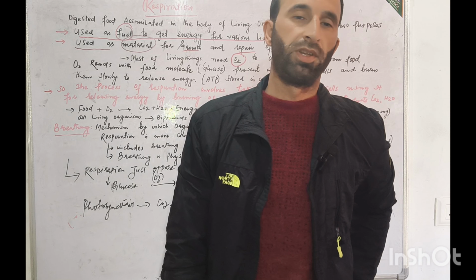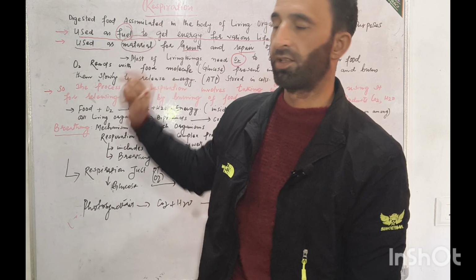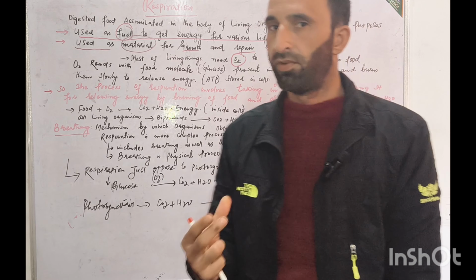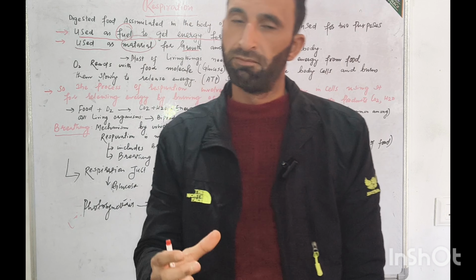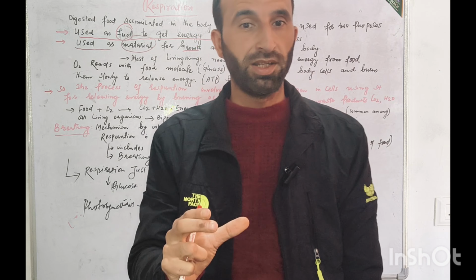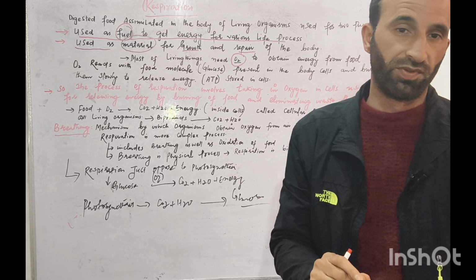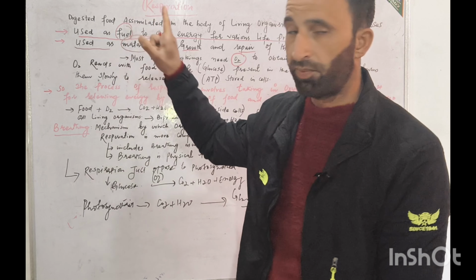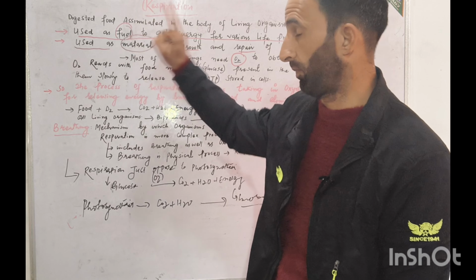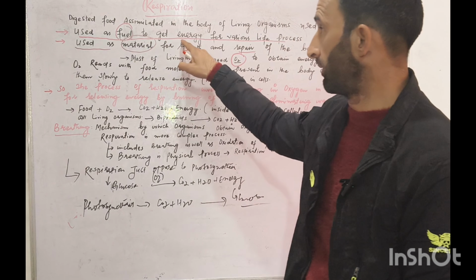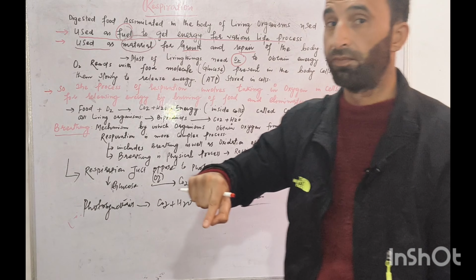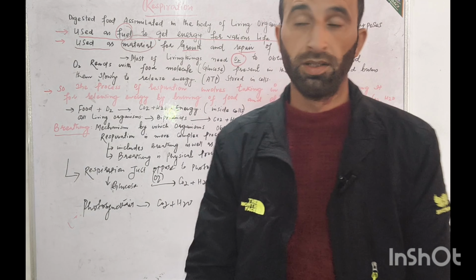Today, our new topic is about respiration. As you know, when we take food, the food is digested, then it is assimilated in the cells of an organism. And this assimilated food is used for two purposes. First, it is used as fuel. Important point here: this food acts as fuel. Why? Because we get energy from this assimilated food for various life processes. This is the first point.